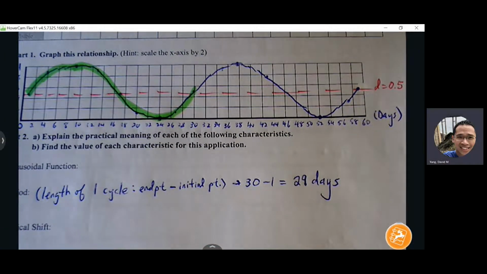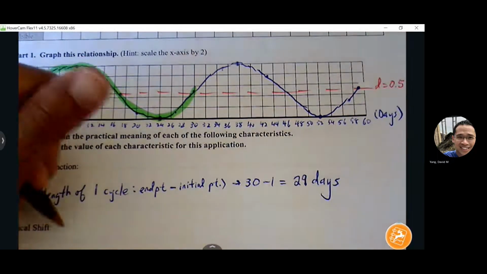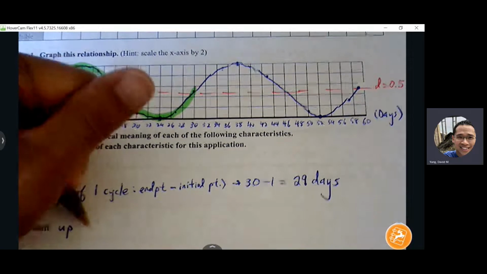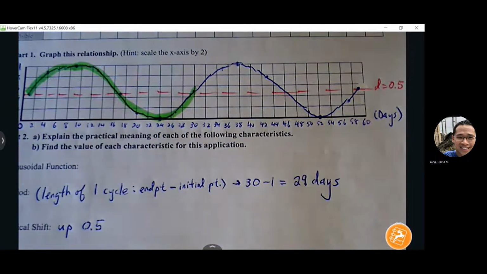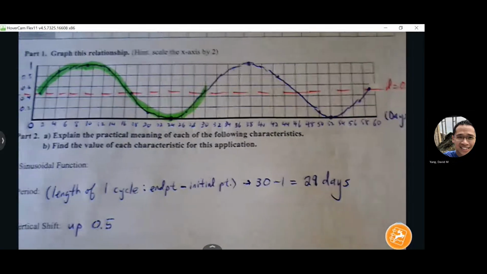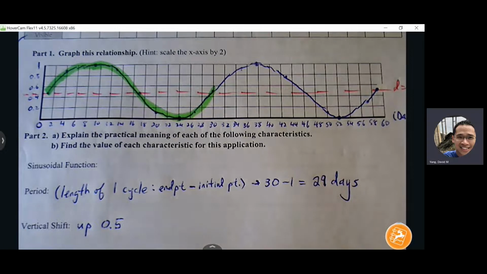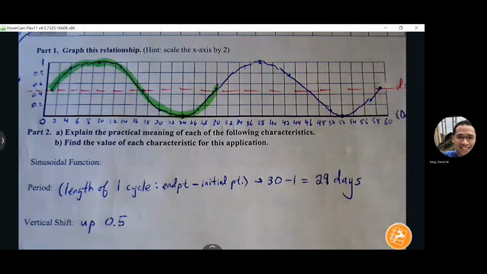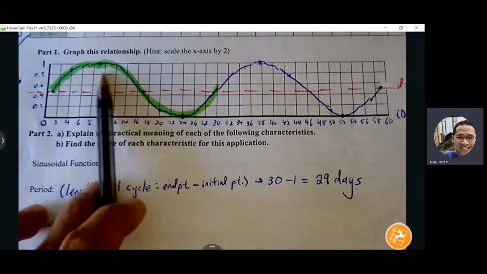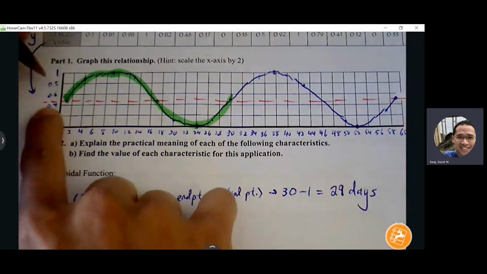So vertical shift, up 0.5, right? Good. All right, what's the amplitude? Good. Amplitude is the distance from the midline to the peak, right? Midline to the peak. We see midline is 0.5, the peak is 1.